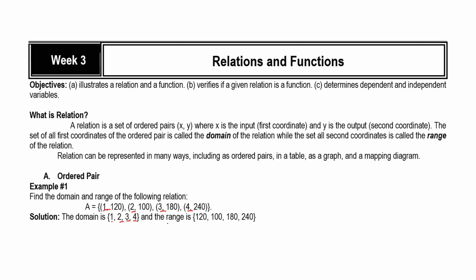Range. What is the range? As we defined, the range is the set of all second coordinates. So meaning these: 120, 100, 180, and 240. Again, it should be enclosed by braces, since this is a set.